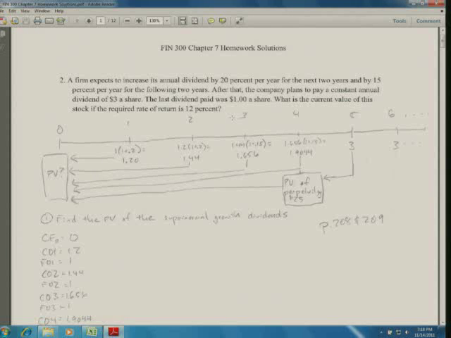Okay, so there's a lot going on with this problem, and when there's a lot going on, I always like to start with the timeline and map everything out and see what's happening. As you can see with this timeline, there's a lot to figure out here. What I want to do is map out our cash flows.